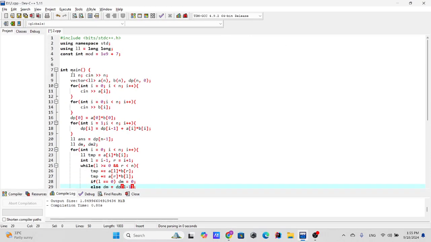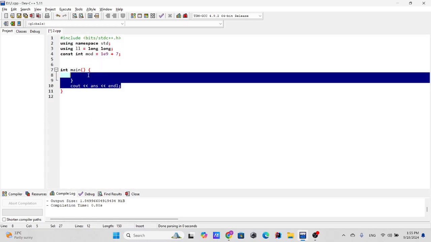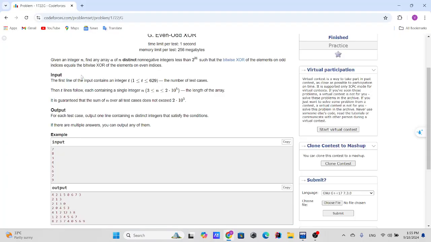This was the morning's problem I did. Okay, so let's read the input real quick and then we can continue to solve our problem. Given an integer n, find any array of n distinct non-negative integers less than such that the bitwise XOR of the elements on odd indices equals the bitwise XOR of the elements on even indices.